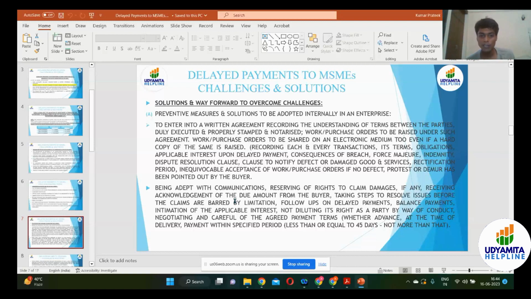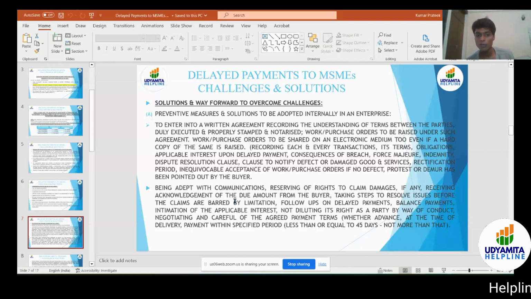The balance payment intimation of applicable interest. So we have to intimate them that the interest would be applicable after 45 days if the payment is not coming within 45 days. All of these communications would go a long way in establishing your claim at a later stage or whenever the dispute arises, right?